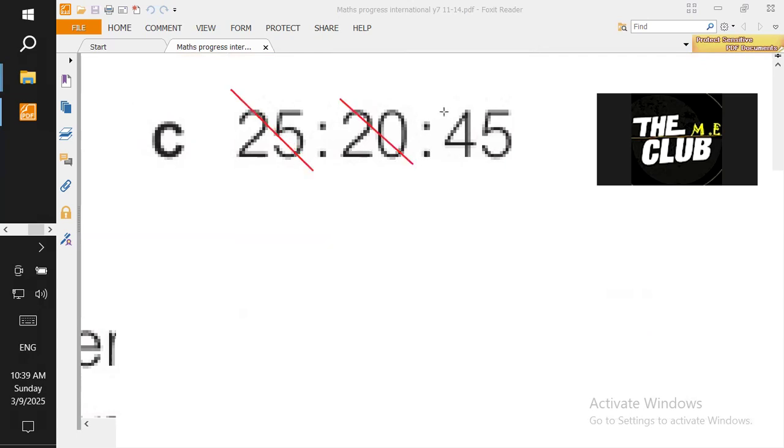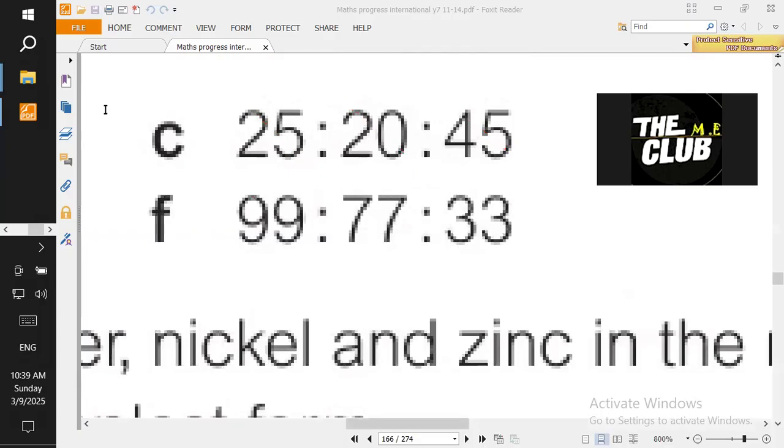Divide 5, divide 5, divide 5. So 25 divide 5 is going to be 5. Focus on the steps. So 25 divide 5 is 5, and then ratio. 20 divide 5 is 4, and then ratio. 45 divide 5 is 9, and this is the ratio in its simplest form. So focus when you simplify on finding the highest common factor, use it to simplify ratios.